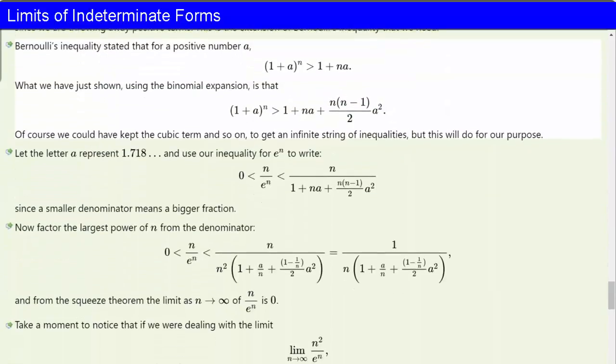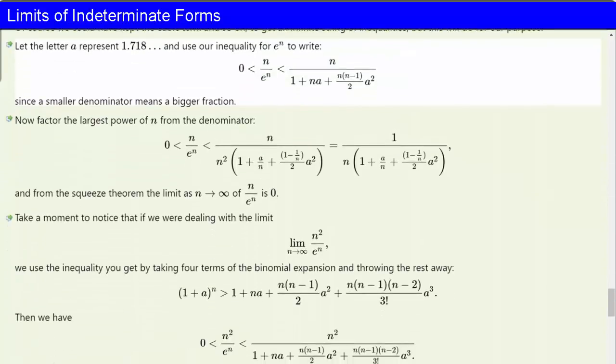Just to recall, Bernoulli's inequality stated that for a positive number a, 1 plus a to the nth is bigger than 1 plus na. What we have just shown using the binomial expansion is that 1 plus a to the nth is bigger than 1 plus na plus n times n minus 1 over 2 times a squared. Of course, we could have kept the cubic term and so on to get an infinite string of inequalities, but this will do for our purpose.